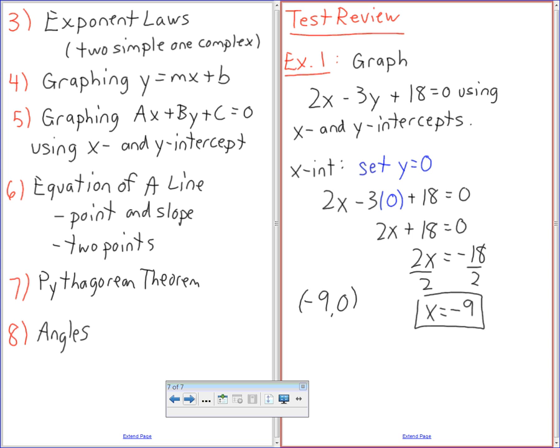Okay, now this is the part to be brave and ask a question. I don't want to go too quickly here today. Are we okay on where all that came from? Okay, x-intercept is set y equals 0. It's a big fundamental thing for math. If you get that, it might be easy this year, for sure.